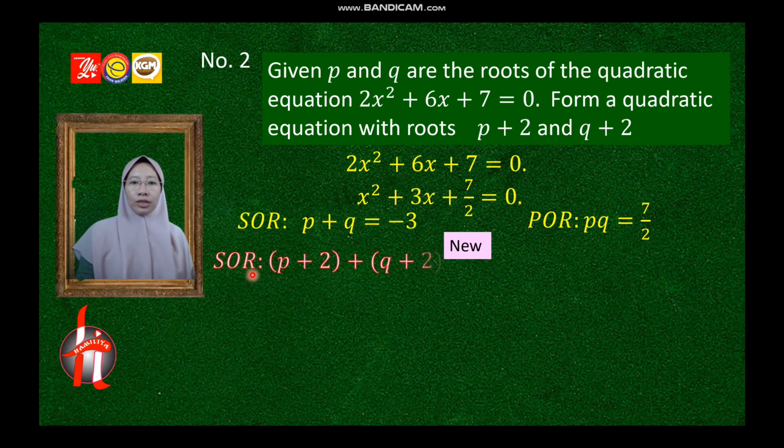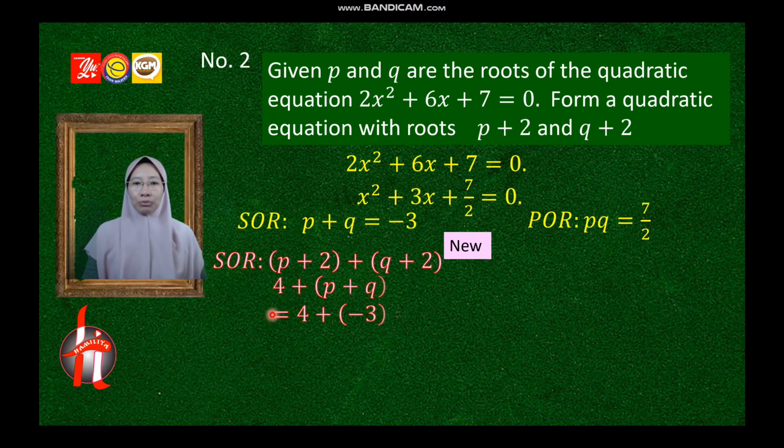Okay, the sum of them is p plus 2 plus q plus 2. So we get 4 plus p plus q. So we substitute the p plus q using the information from the earlier information here. So p plus q is -3. We just substitute here -3 and we calculate, we get the sum of roots is 1.